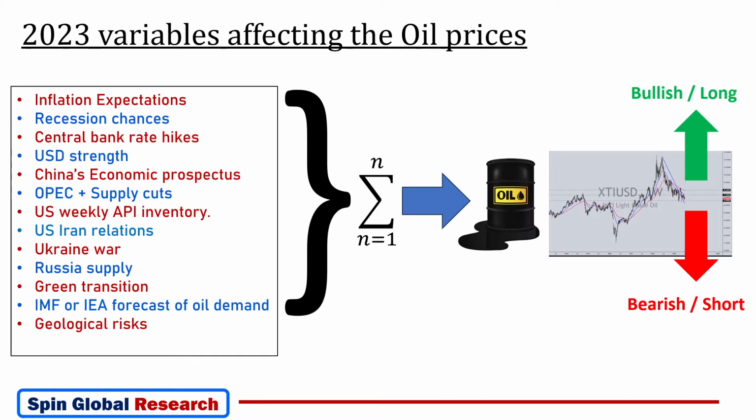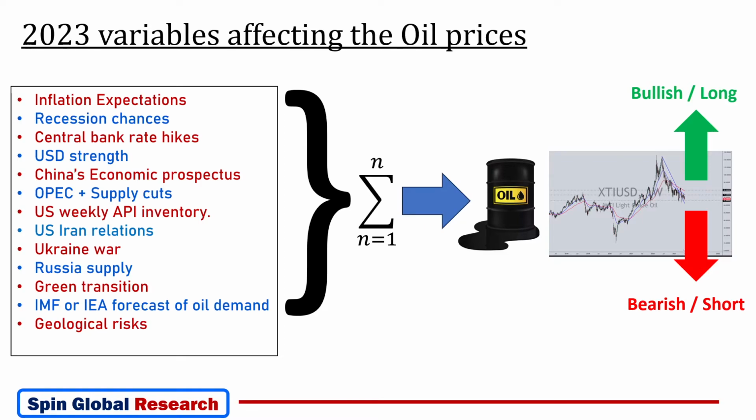Since the beginning of the invasion, Russia is obviously one of the biggest oil producers, and it's a part of OPEC plus. So anything that is affecting the supply obviously has implications on the oil prices. These are all short-term hiccups, I would say.